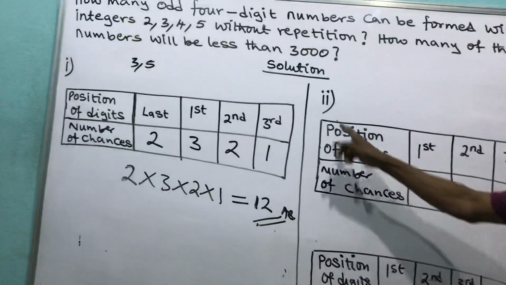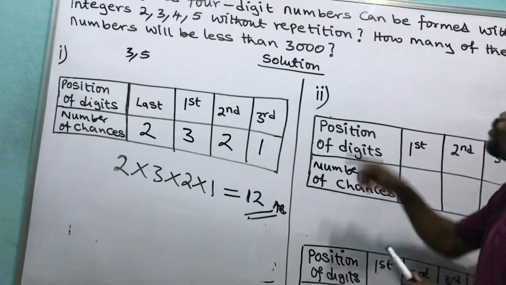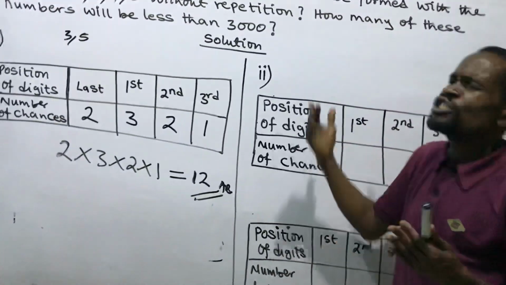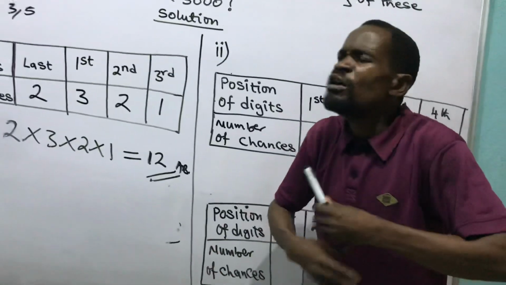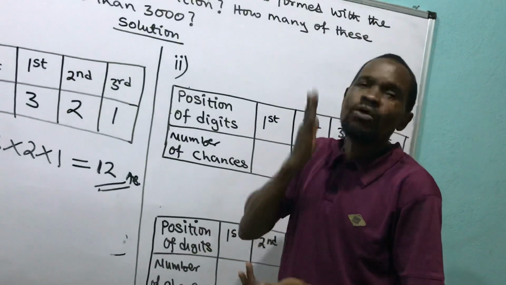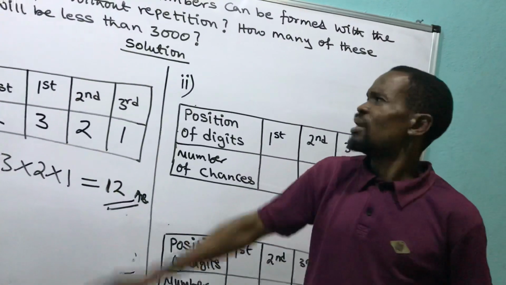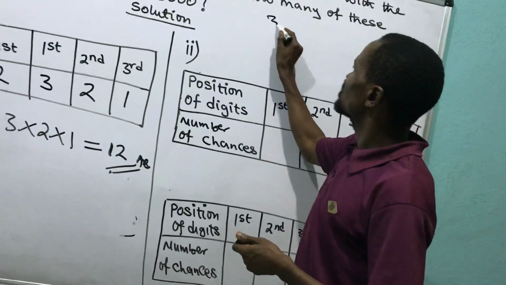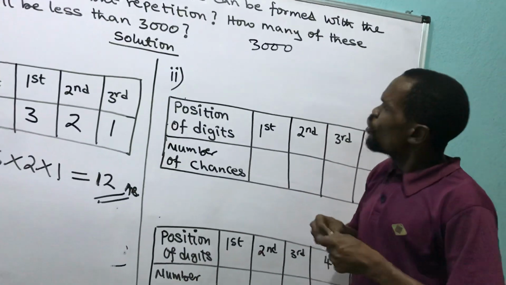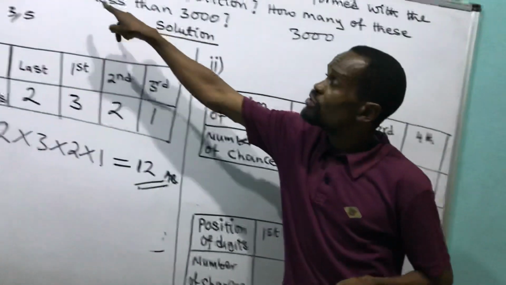Let's come over here. The second question: how many of these numbers will be less than 3,000? For this number to be less than 3,000, it must be a 4 digit number. Look at 3,000 here. How many digits? 1, 2, 3, 4. So for me to form a number that is less than 3,000, it must be a 4 digit number.